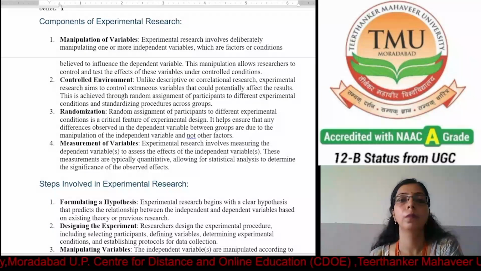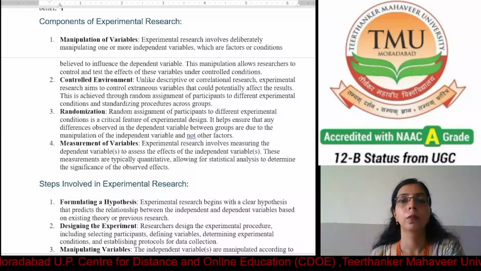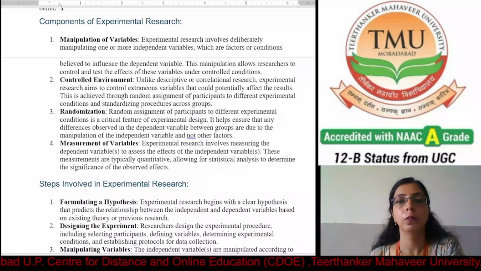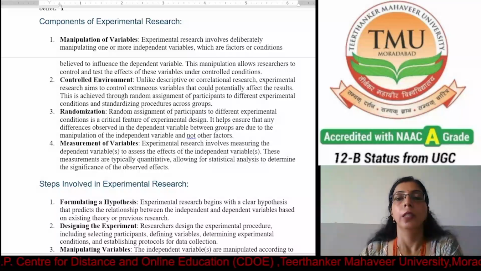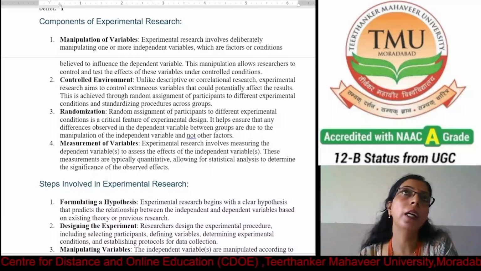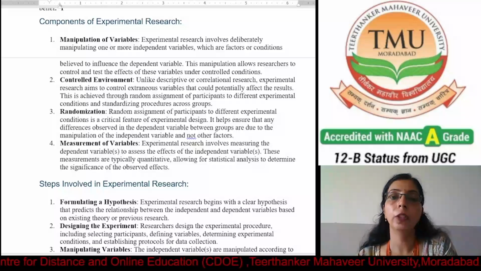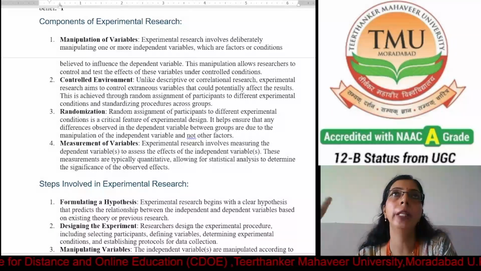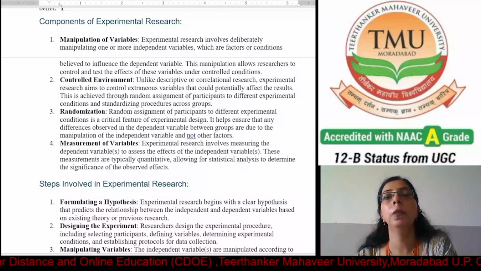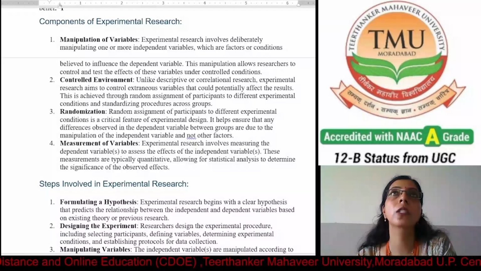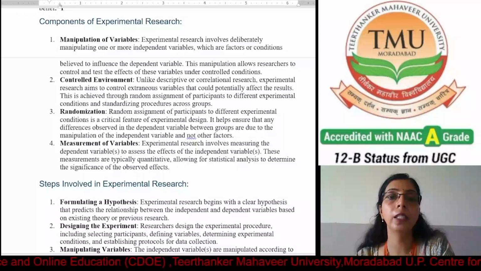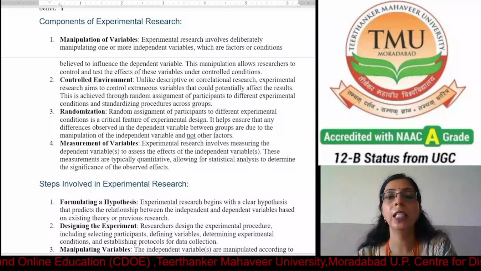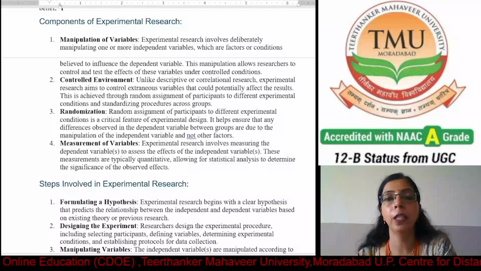Pre-testing. The students in the example have been tested before and after the treatment. The testing process before the treatment is called pre-test, and the testing after the treatment is known as post-test. Pre-test before the treatment, post-test after the treatment.